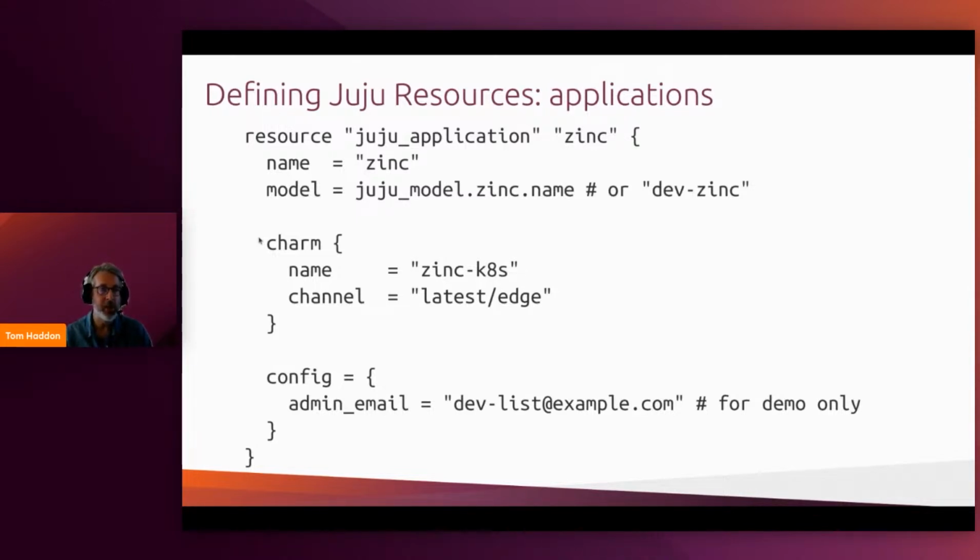There are some other things that you may want to define against an application that would be in a similar syntax to these other items. Things like the number of units that you want to deploy, whether to expose the application or not, and whether to trust that application or not. So if this is a Kubernetes application, trust basically means that it gets a service token that allows it to talk to the Kubernetes API to make changes to various Kubernetes resources.